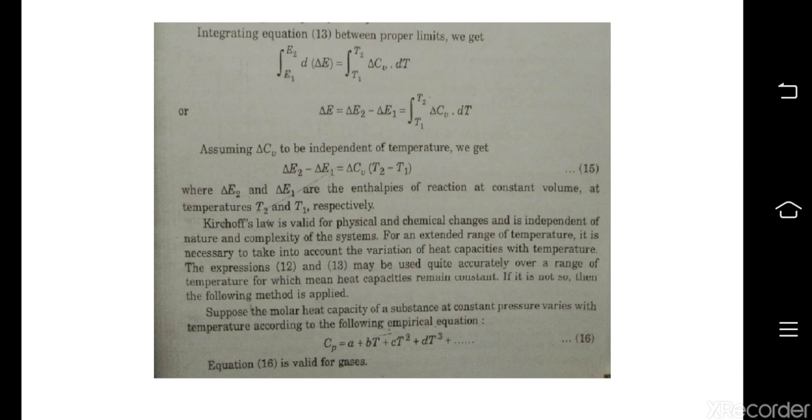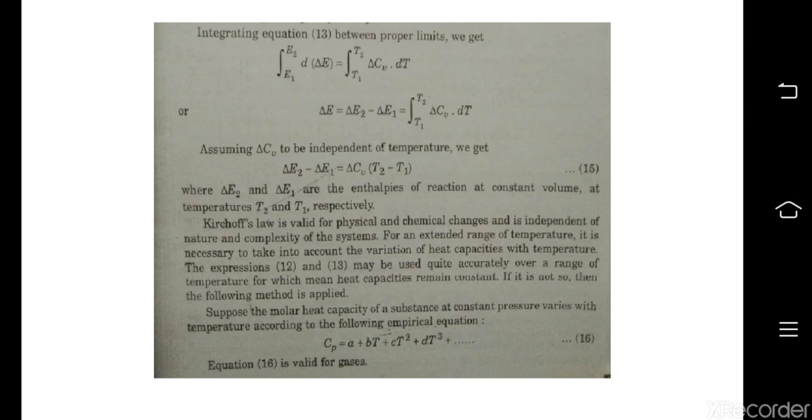Then we go to integrating the equations. We will integrate from limits h1 to h2 on the left hand side, and on the right hand side we will put t1 to t2. So we have equation 14, which shows the difference of enthalpies on the left hand side and the product of change in heat capacity with temperature in equation 14. We go to the next slide.